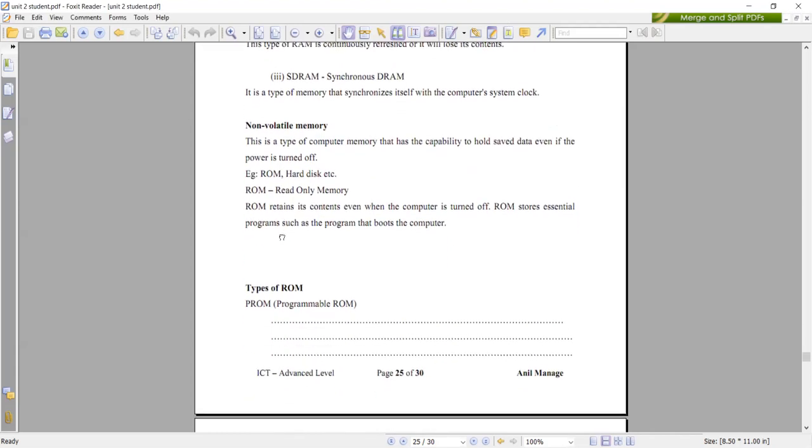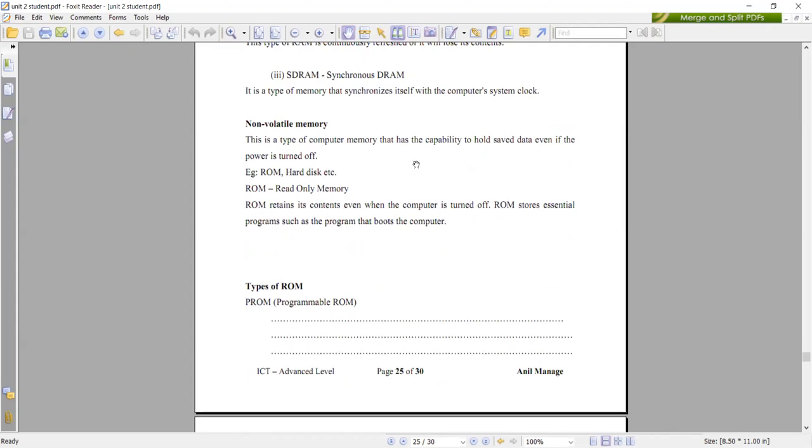Then we'll go to the non-volatile memory. Non-volatile means when the power goes, nothing will happen. Now, if you have something on the hard disk, like a movie, when the power goes, nothing will happen. That movie is there, safe, right? If it is in the pen drive, in the CD, DVD, whatever, nothing will happen. Or inside the ROM even, nothing will happen, right? So that is called non-volatile, permanent memory.